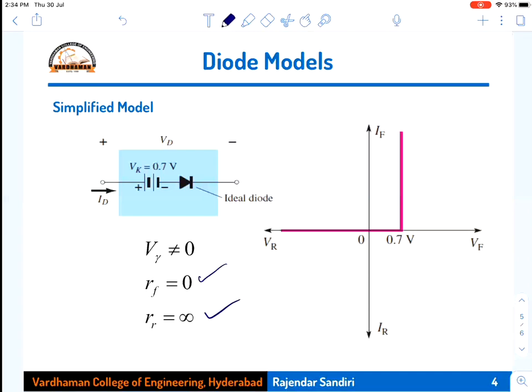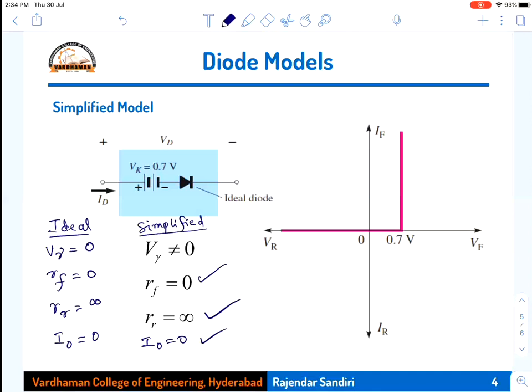Now, the extra thing is the previous case, the ideal case, and the simplified case. This is ideal, this is simplified. So for ideal, V gamma is equal to 0, RF is equal to 0, RR is equal to infinity. Of course, reverse saturation current is 0 in both cases. So these three are the same: RF is 0, RR is infinity, I naught is 0. The only difference is that V gamma is not equal to 0 in the simplified case, while V gamma is equal to 0 in the ideal case.